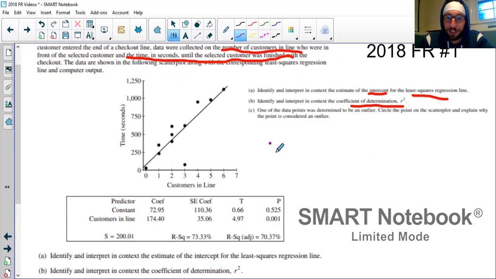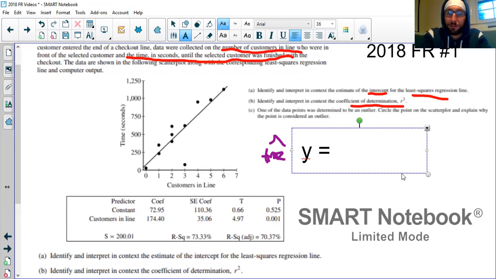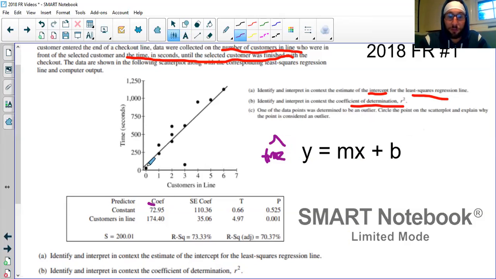So we're going to have our predicted time to complete the checkout is equal to, so our slope. If we think about our days of mx plus b, now that's not the form we typically use in stats, but we all think about that from our algebra days. The slope is the coefficient to the x variable. So when you're looking at one of these, the slope is the coefficient to the x variable. In this case, the x variable, the explanatory, is the number of customers in line. So the coefficient to the number of customers in line, that number right there is our slope.